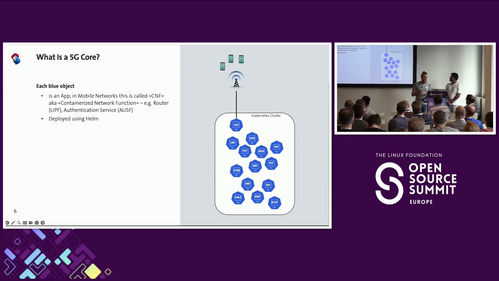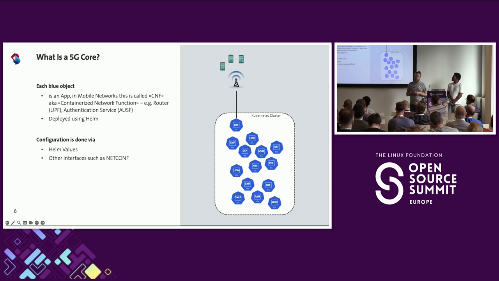In the mobile network, we have special names for things. We call it a network function. In this case, since it's running on Kubernetes, it's a containerized network function. But in the end, it's just an app. It could be a router forwarding actual traffic, or it could be something like an authentication service and so on. Each blue box is a Helm chart, which will result in one or more Helm releases. That means we configure these boxes using Helm values. But not only that, we also have other interfaces that we like as an industry, so we use configuration interfaces such as NETCONF. That will heavily complicate things in our journey.